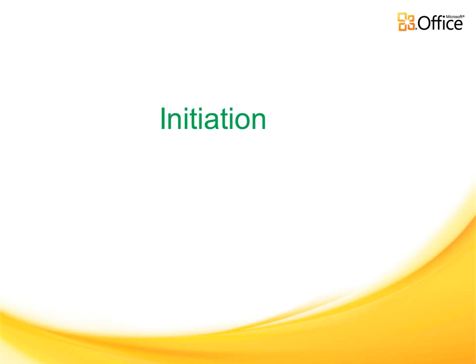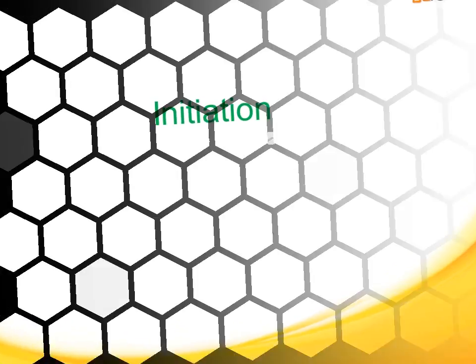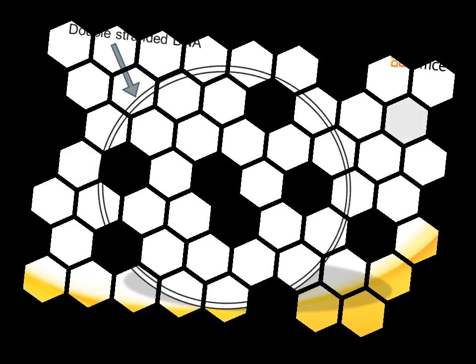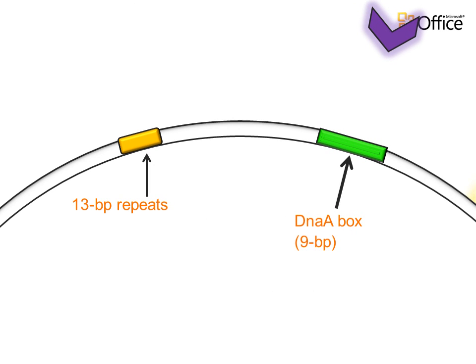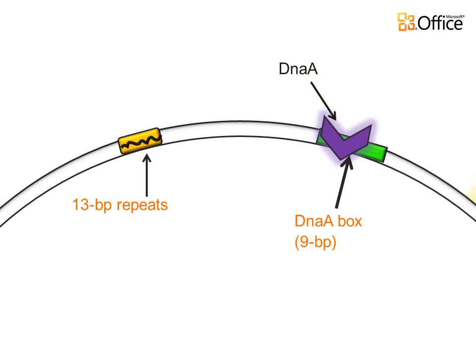The first step of DNA replication is initiation. Initiation begins from a specific point called the origin. In order to initially open the strands, an initiator protein, DNA-A, binds to one flank of the origin called the DNA-A box. This causes the other flank of the origin to open, separating the two strands.